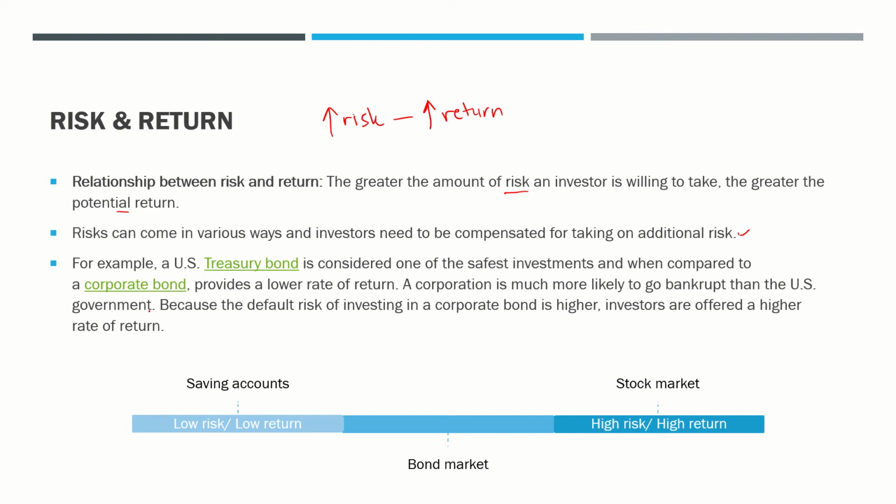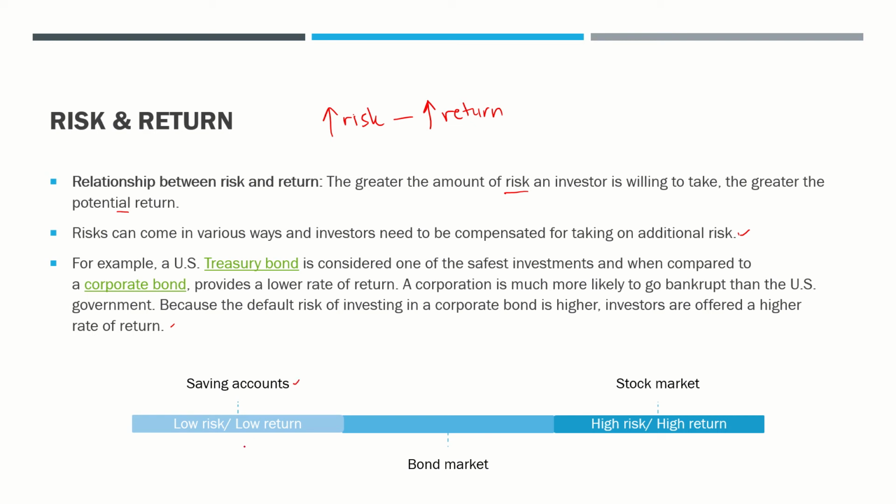Walaupun ada lah government yang pernah bankrupt, negara-negara third world country macam tu kan. Because the default risk of investing in corporate bond is higher, investors are offered a higher rate of return. Okay, so kat sini kita boleh tengok, dalam gambar rajah ni kita boleh tengok low risk, low return, apakah jenis investment yang low risk, low return?